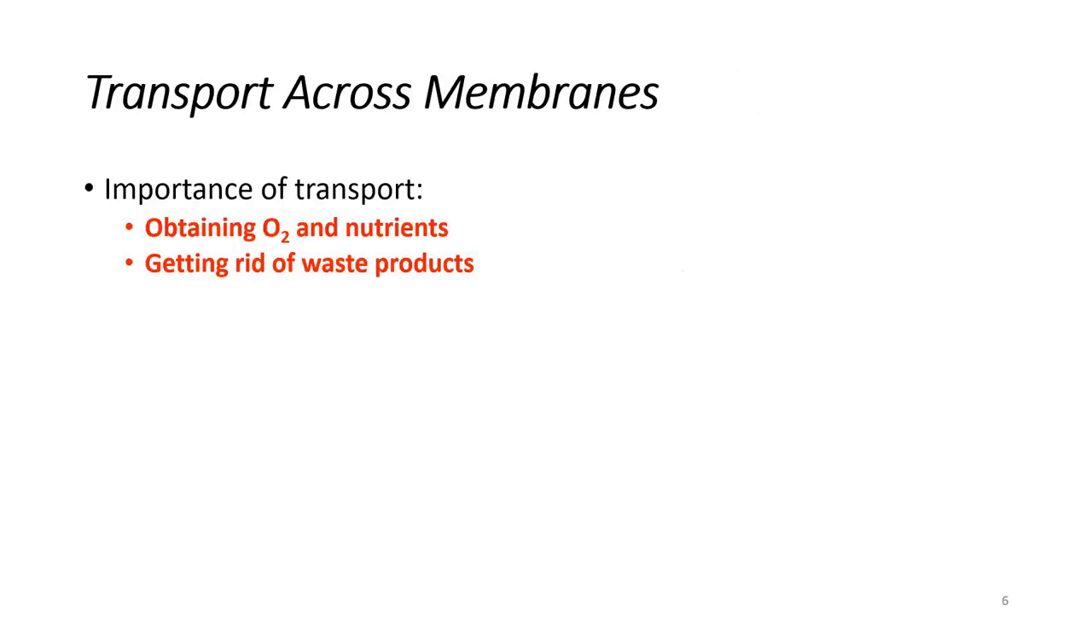Important things that are being transported: oxygen, nutrients, and waste products. These are the things that need to be able to go through the cell membrane so that the cell can get rid of things it doesn't need and it can obtain important things that it needs for functioning. And when we think about nutrients, we think about amino acids, we think about fats, we think about glucose to metabolize and to make ATP and so on.